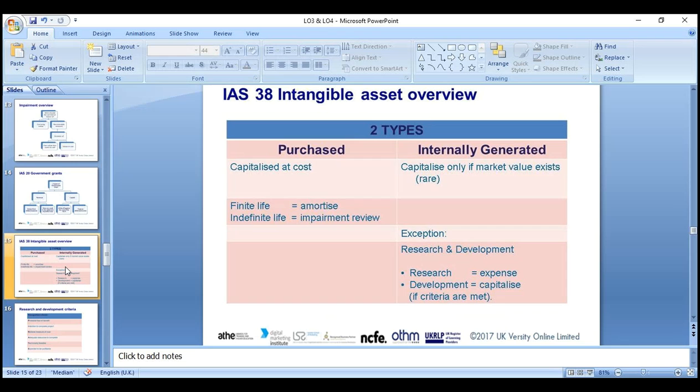We need to do this because the goodwill carries on increasing or decreasing. So impairment means the loss. If we have a loss, we should reduce the value of the goodwill, and the losses will go in the profit and loss.